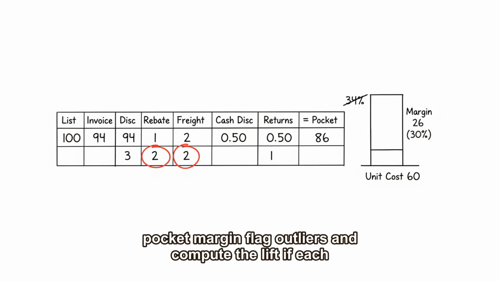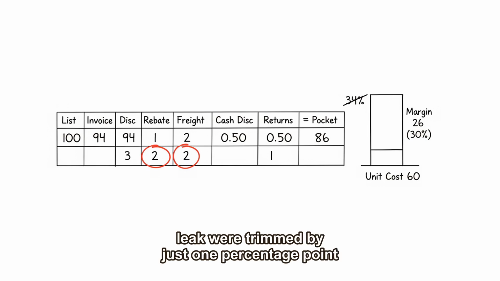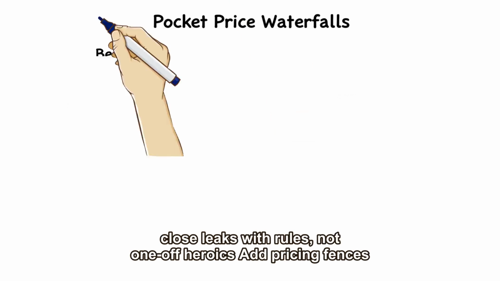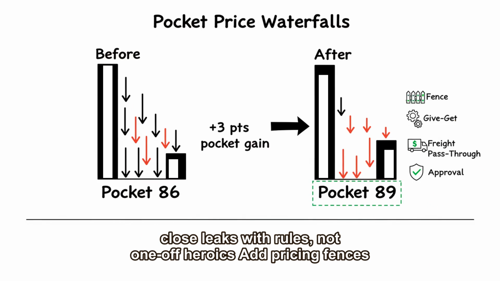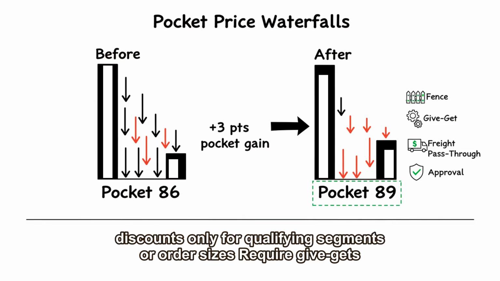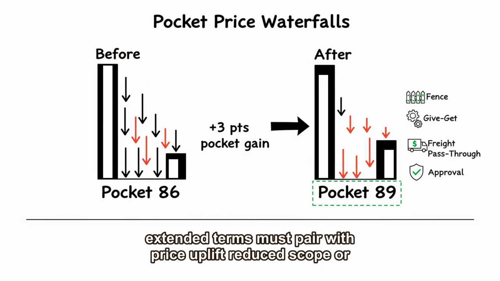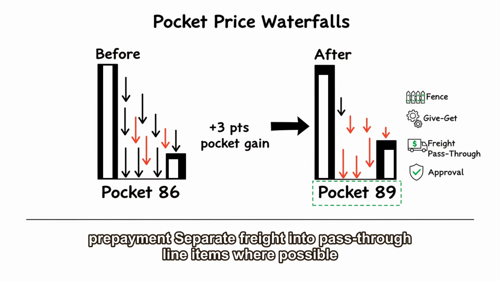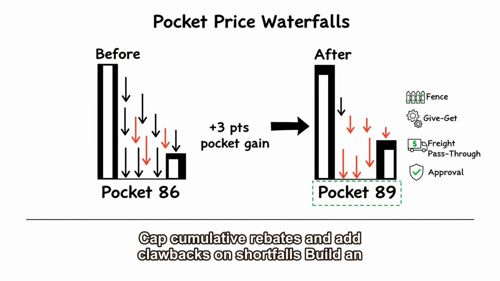Now sort by pocket margin, flag outliers, and compute the lift if each leak were trimmed by just 1 percentage point. Close leaks with rules, not one-off heroics. Add pricing fences, discounts only for qualifying segments or order sizes. Require give-gets: extended terms must pair with price uplift, reduced scope, or prepayment. Separate freight into pass-through line items where possible. Cap cumulative rebates and add clawbacks on shortfalls.